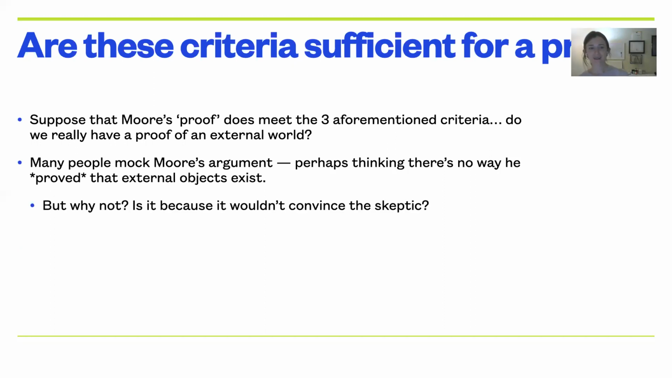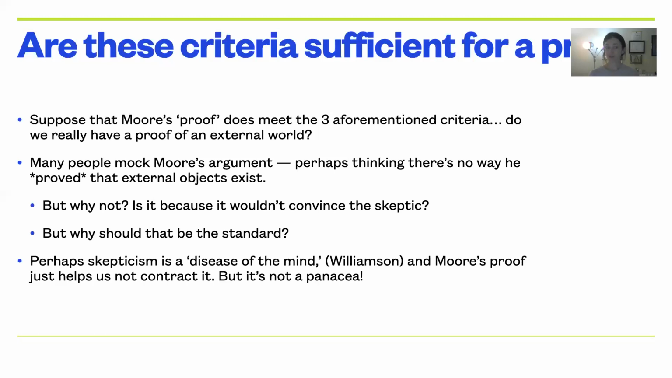But why isn't Moore's argument convincing? What more do we demand from a proof? And Moore is sort of suggesting that our standards for a proof are way too high. So if the answer is that it wouldn't convince the skeptic, we might ask, why is this the criterion? Why do we need to convince the skeptic in order for this to be a genuine proof? In other words, why should that be the standard? And instead, maybe it's enough that we've given ourselves good reason to not fall into the skeptic's trap.